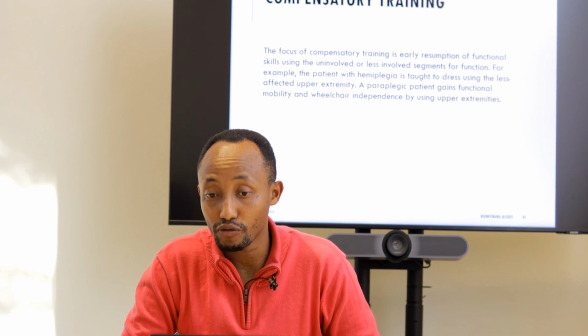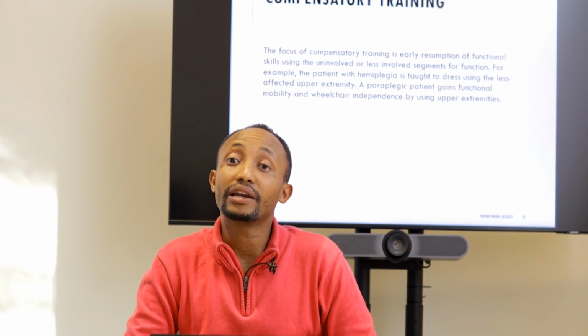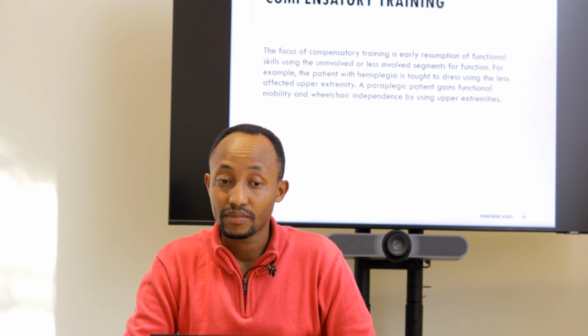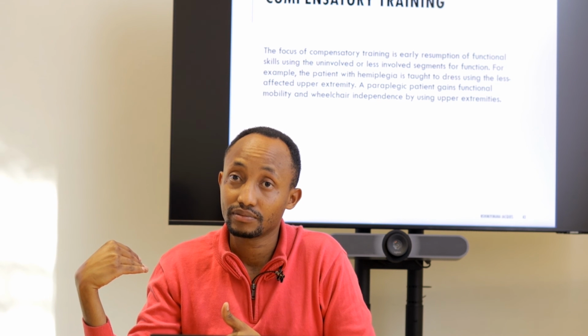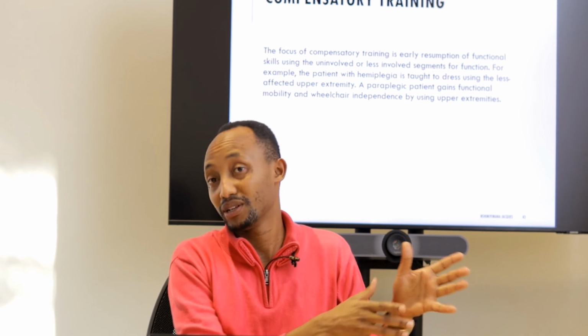The focus of compensatory training is early resumption of functional skills using the uninvolved side. We use the same example of the hemiplegic patient who might be taught how to dress using the less affected upper extremity. Or a paraplegic patient who might gain functional mobility and wheelchair independence using their upper extremities because the legs are not going to work. So that type of training is geared toward compensatory training.